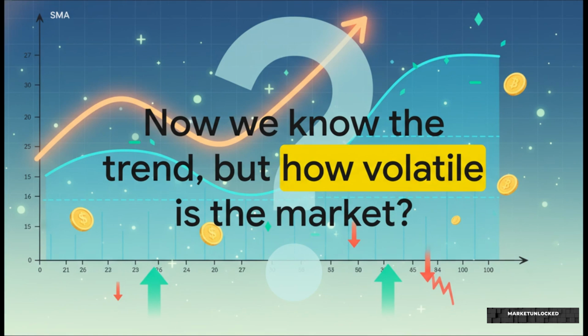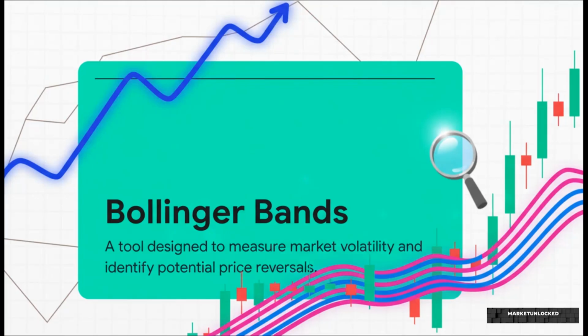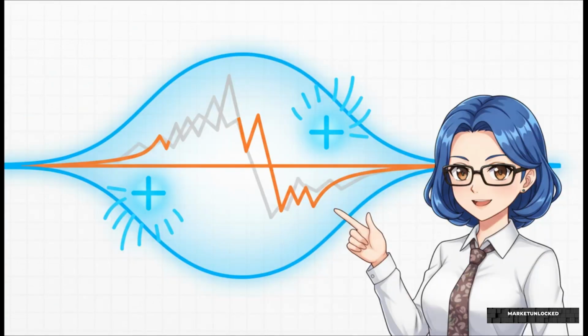Okay, so now that we know the trend, the next question is, well, how wild is the ride going to be? Is the market just kind of chilling, nice and stable, or are we strapping in for a roller coaster? And this is where Bollinger Bands come into play. They are just awesome. They're designed for one specific job, to measure that volatility by creating this dynamic channel that wraps right around the price. So how do they work?